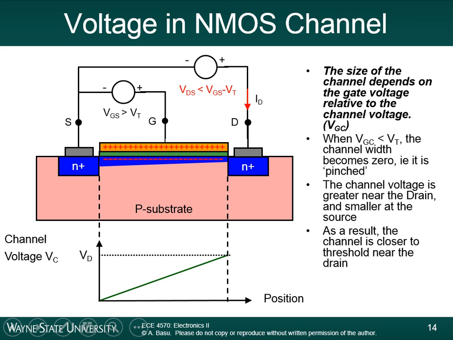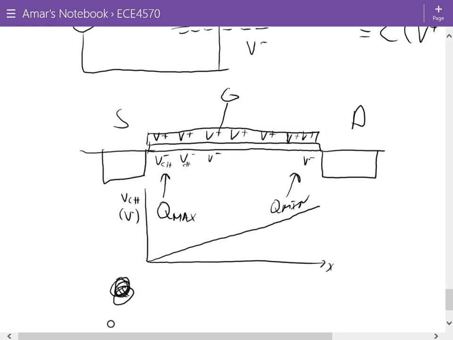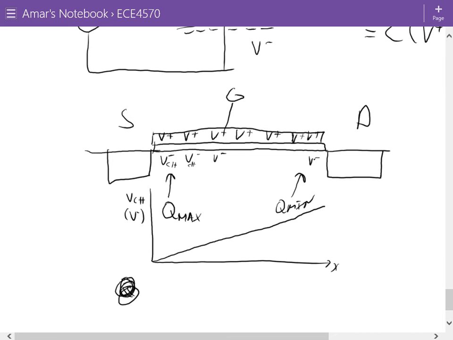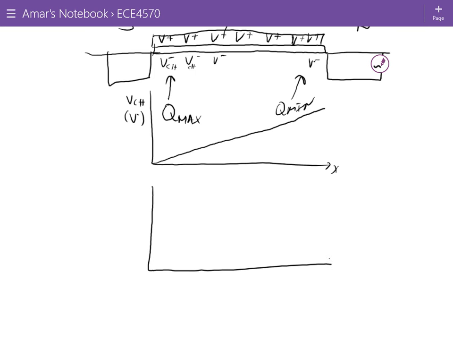Oops, what's going on here? Yeah, I ran out of ink. Microsoft. Okay. I really like this tablet though, it's pretty cool.